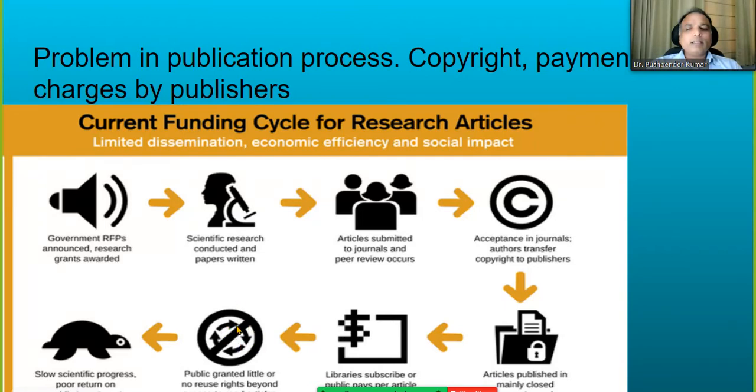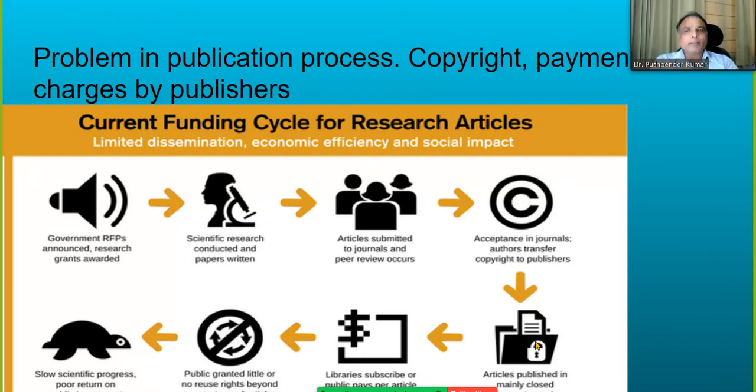Public grant, little or no use of right beyond access to read articles. So the whole process is like a turtle. Here the turtle moves slowly. So this is somewhere a problem, that the funding cycle and research articles move, but they are moving slowly, because the government funding or the people's funding moves slowly, because everything is in the control of the publisher. So these are the problems.